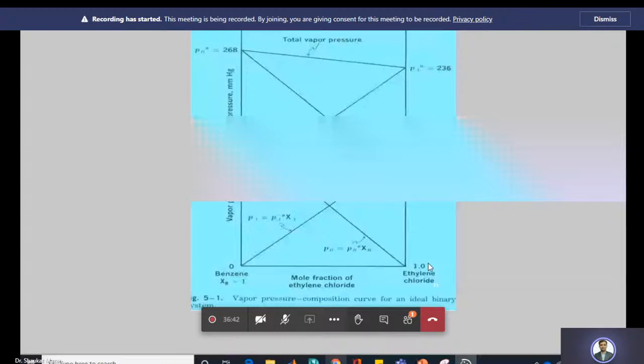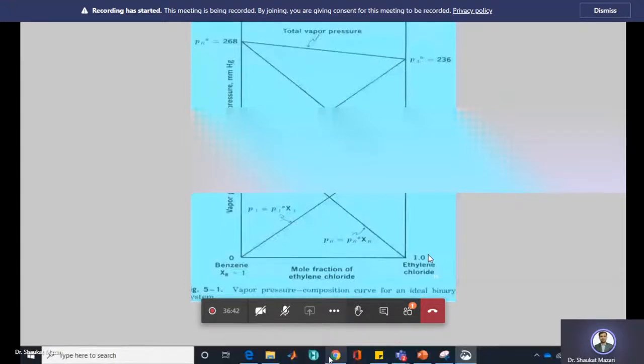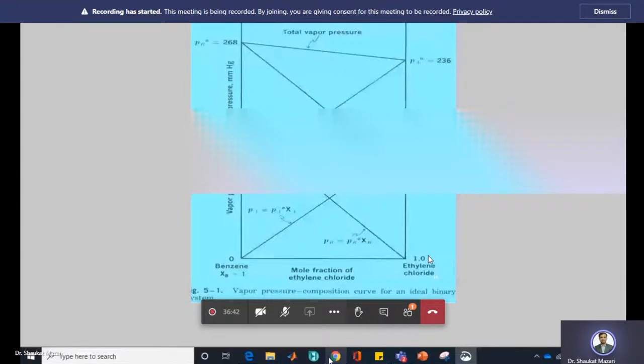We are moving ahead. Now we are talking about positive deviation and negative deviation, that is, how these things change. These actually happen in real solutions. When we talk of ideal solutions, there is no deviation. You remember that, right? So this means we are talking about more of real solutions.